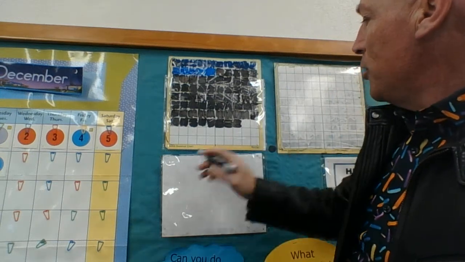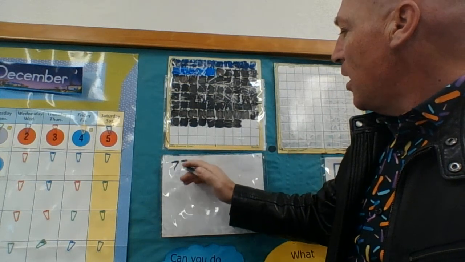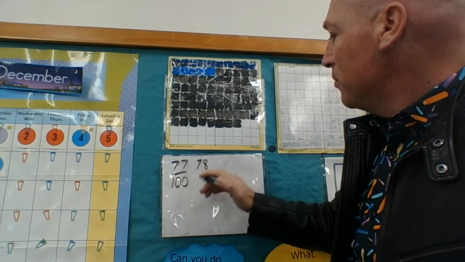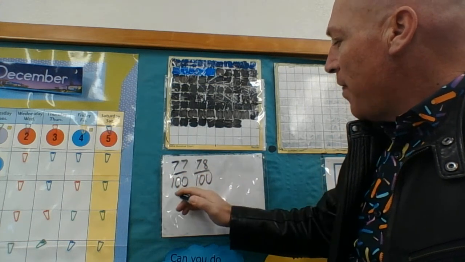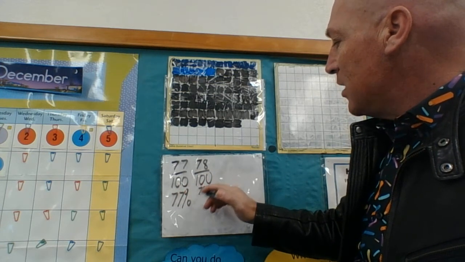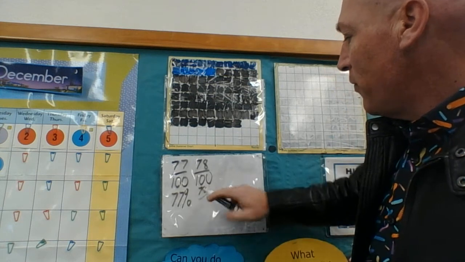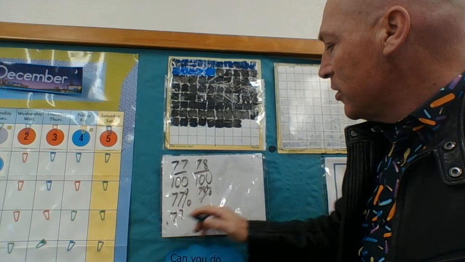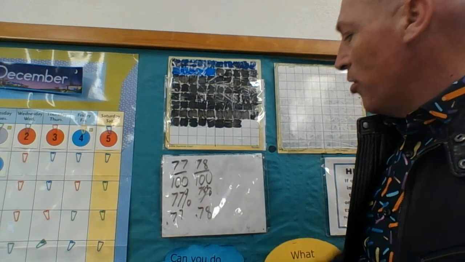And now for our application. We have 77 and we had 78 out of 100. We did two in one. And that was the same thing as 77% and 78%. Oopsie, 78%. And then we had 77 hundredths and 78 hundredths.